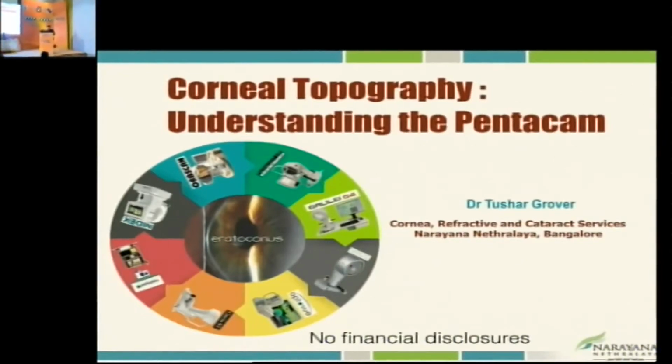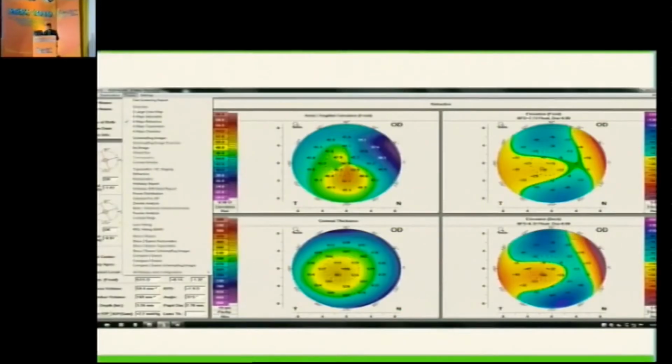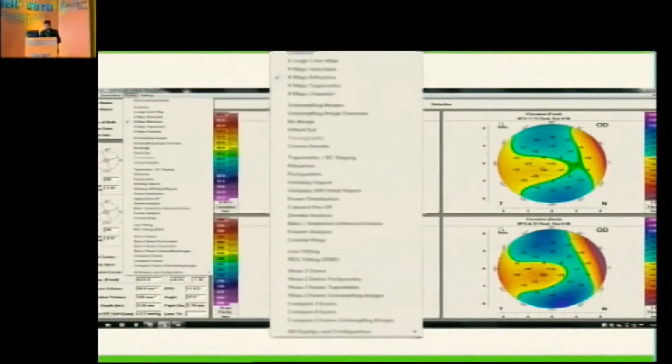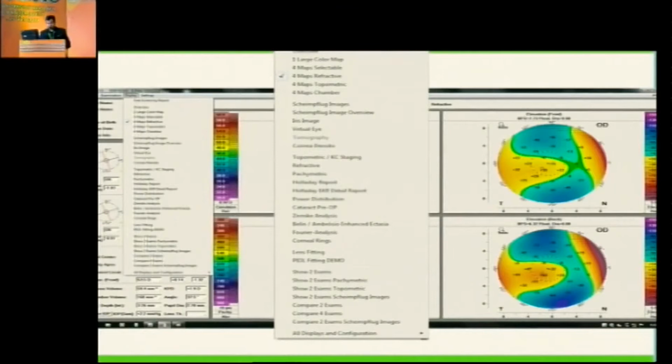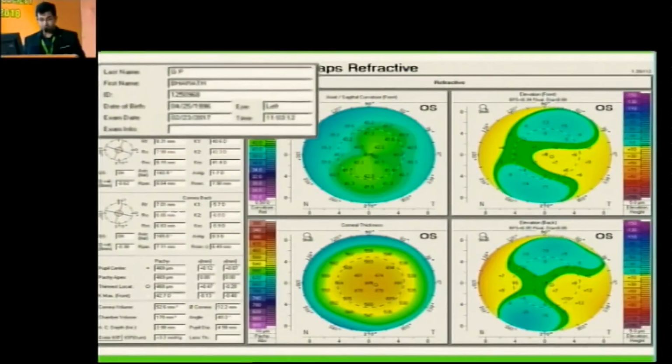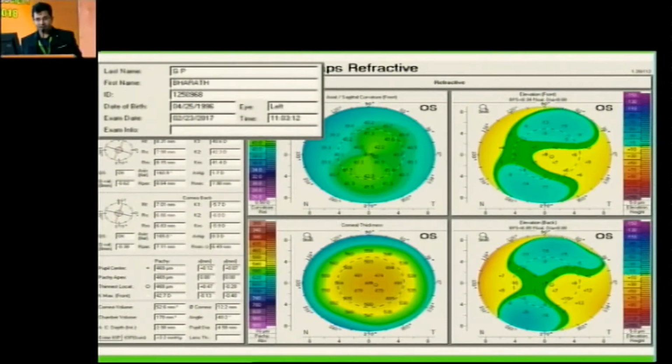Very good morning. I'll be talking about the understanding of the Pentacam. So this is one of the first maps, and one of the most commonly looked at maps is of course the 4 maps refractive. The first thing we do is to make sure it's the right person, the right eye, and the right exam that we are looking at. The next thing to look at is the quality specification.